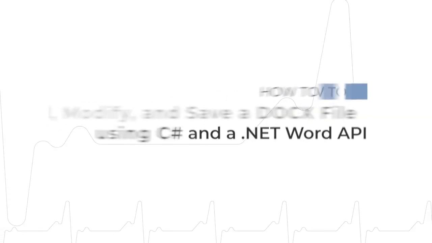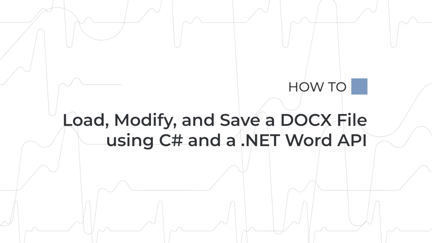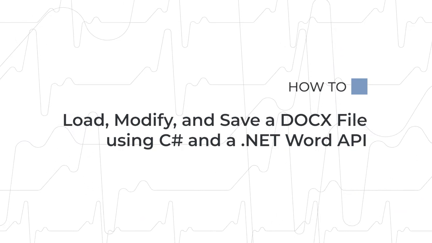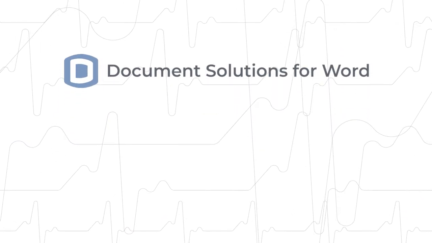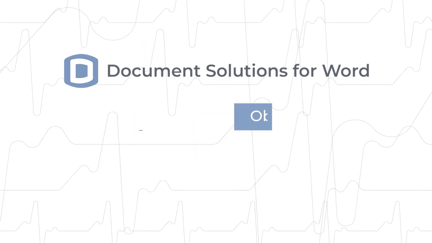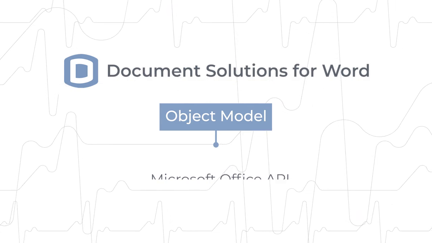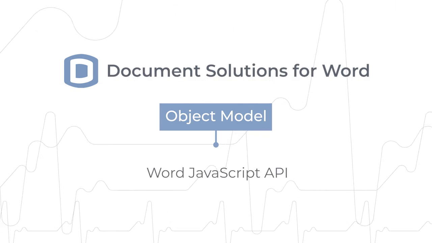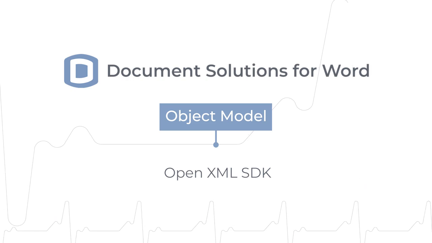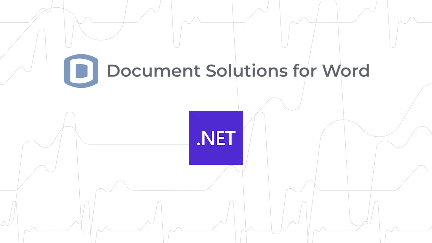How to load, modify, and save a DOCX file using C# and a .NET Word API. Document Solutions for Word is a .NET API that offers a rich and comprehensive object model based on the Microsoft Office API, Word JavaScript API, and OpenXML SDK for programmatically generating Microsoft Word documents within .NET applications.